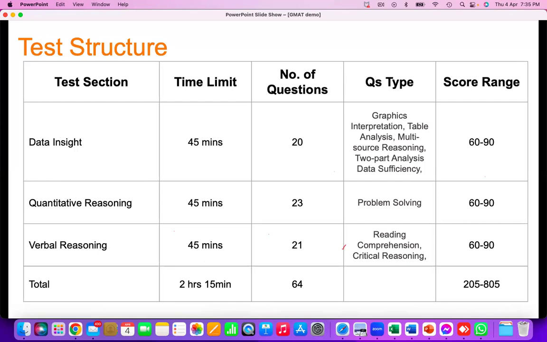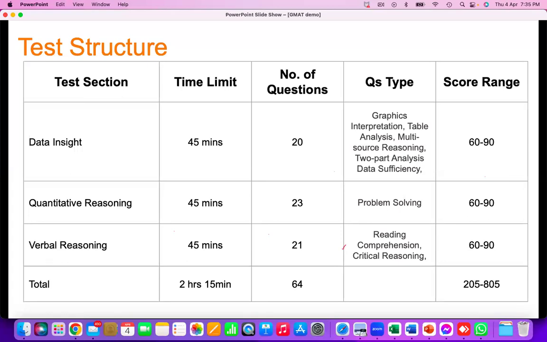Then you have Verbal Reasoning. That is English, you can call it. 45 minutes again, and 21 questions to be answered. Now, there are two types of questions, reading comprehension and critical reasoning, right? And maximum score is 90.